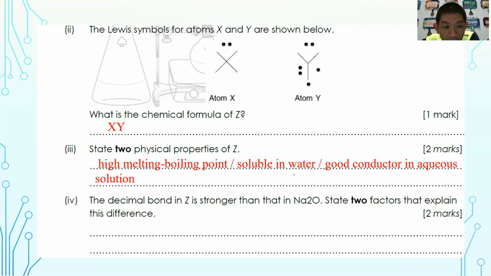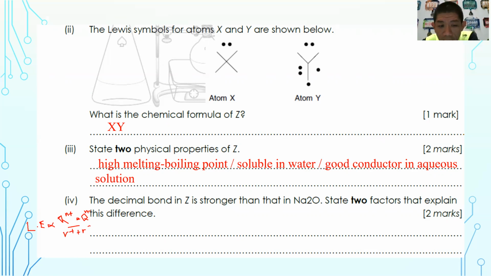Then we go to number 4. The melting point of Z is higher than that of Na2O. That means in terms of the strength of the ionic bond, Z is stronger than Na2O. State 2 factors. What are the factors that influence the ionic bond strength in an ionic compound? Generally, the strength of the energy is directly proportional to the charge, yet inversely proportional to the ionic radius. This is a general guideline.